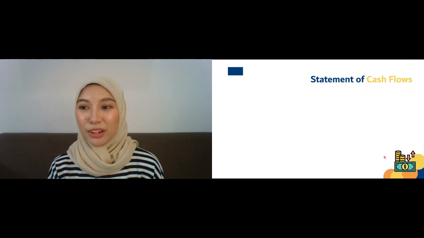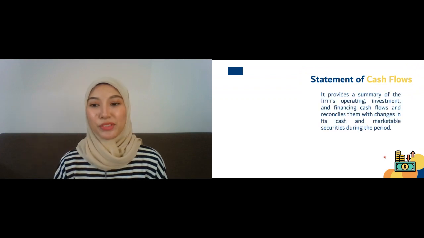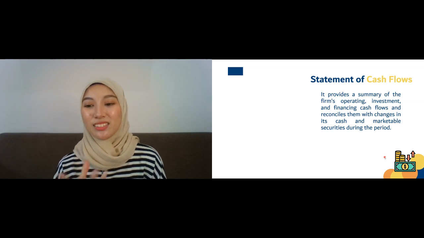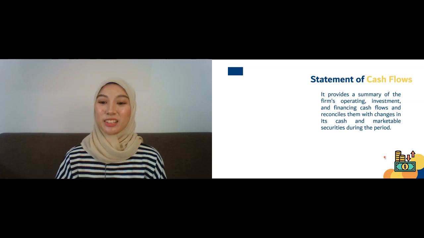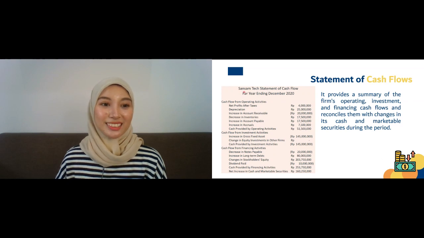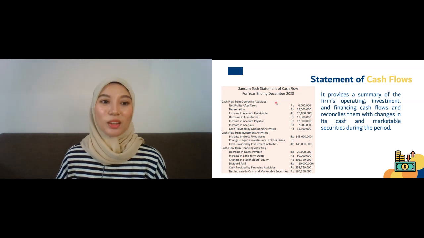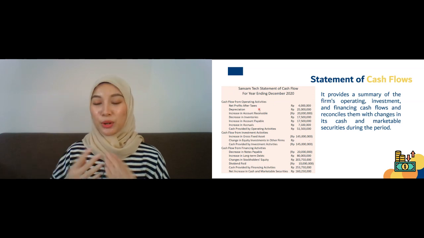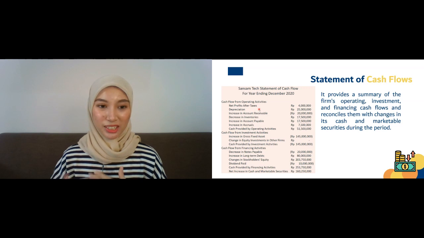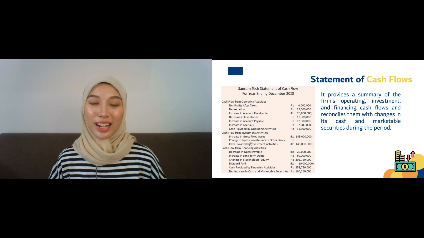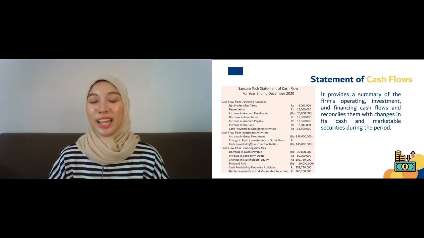Next, we move on to the statement of cash flows. It provides a summary of the firm's operating, investment, and financing cash flows and reconciles them with changes in its cash and marketable securities during the period. For example, here we have the Sun Samtech statement of cash flows for the year ending December 2020. We have summarized the cash flow from operating activities, which comes from your day-to-day operational activities, and also the cash flow from investment activities, whether your company is investing.